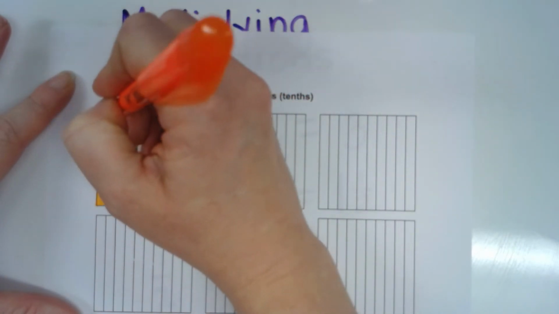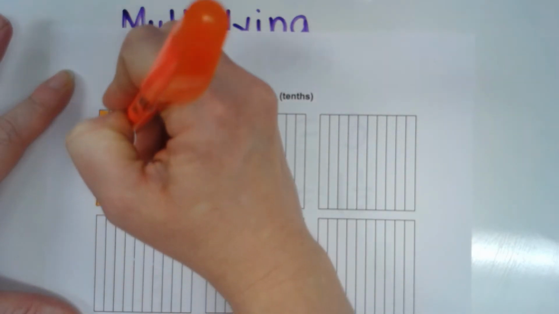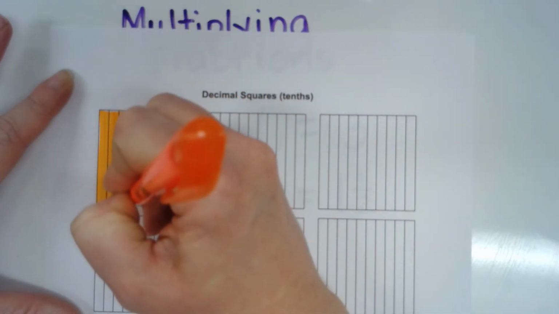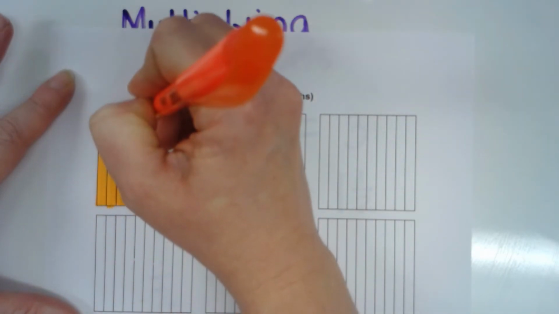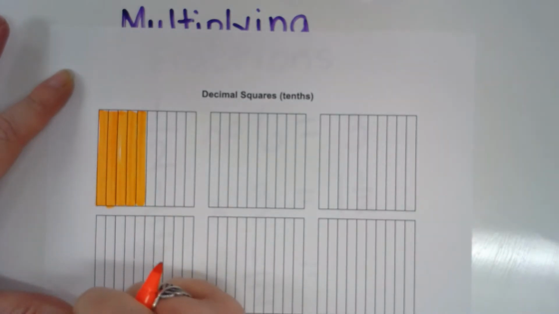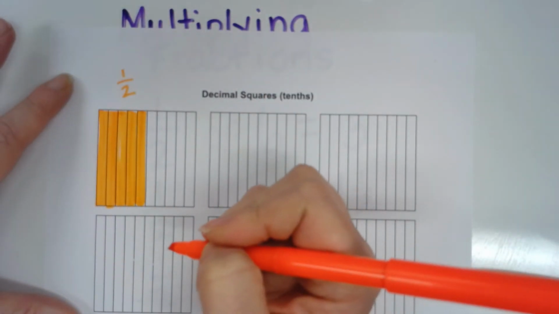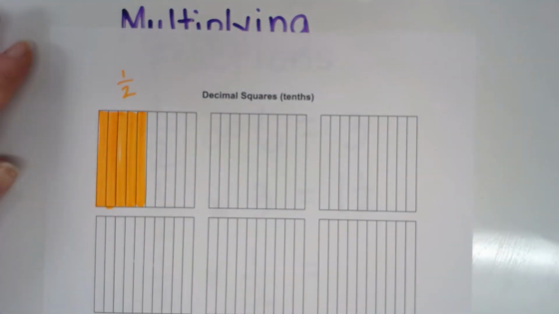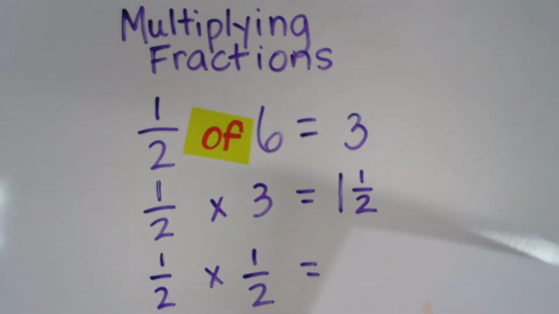Well, here's 1/10, 2/10, 3/10, 4/10, and 5/10. I can see here that I have highlighted half of my whole. So I'm starting with 1/2 of my whole. Okay, now the question is saying, what is 1/2 of 1/2?